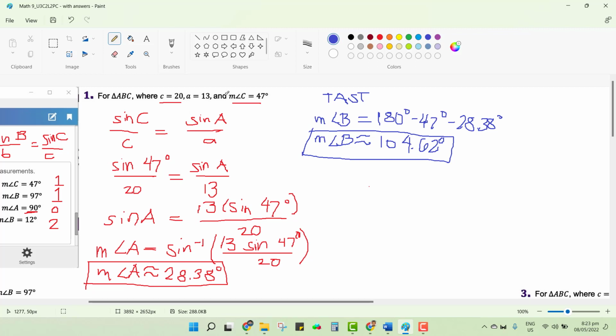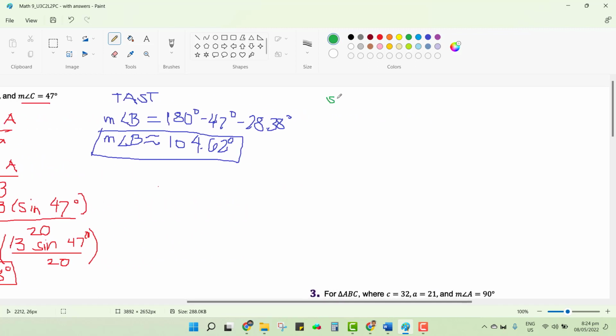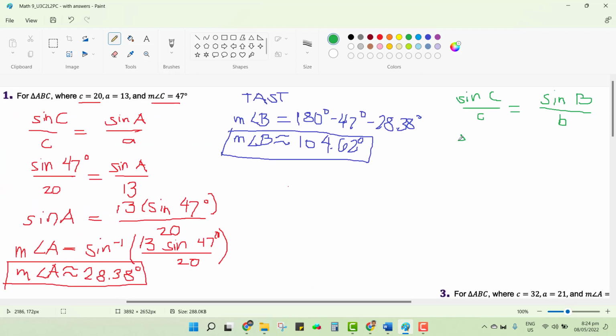So you're going to still use the same given here, since we have another pair, and only use this as an approximated value to get the side B. So we will have sine angle C over side C is equal to sine angle B over side B. Substituting the values, you will have sine 47 degrees over side C, which is 20, is equal to the sine of B.